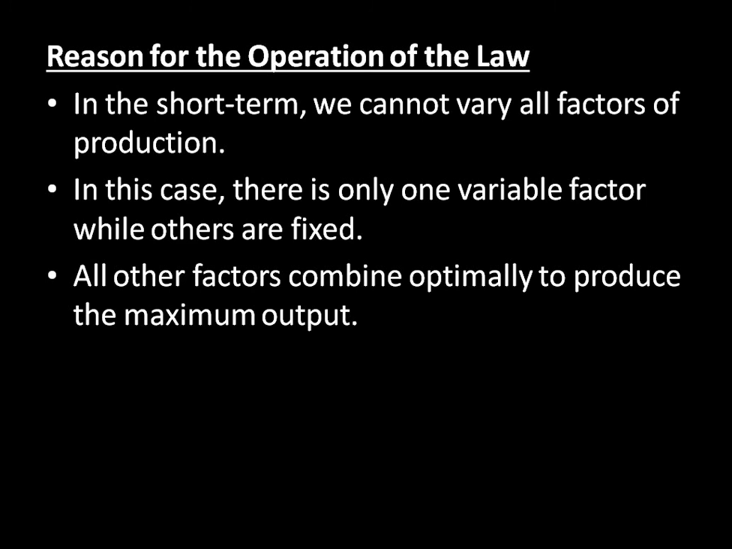The second one is, in this case, there is only one variable factor while the others are fixed. You must change either land or labor, either capital or organization, any one variable factor, and the other factors are fixed, so you can't have a maximum output. The third one is that all the other factors must combine equally or optimally to produce the maximum output. So these are the reasons for the operation of the law.